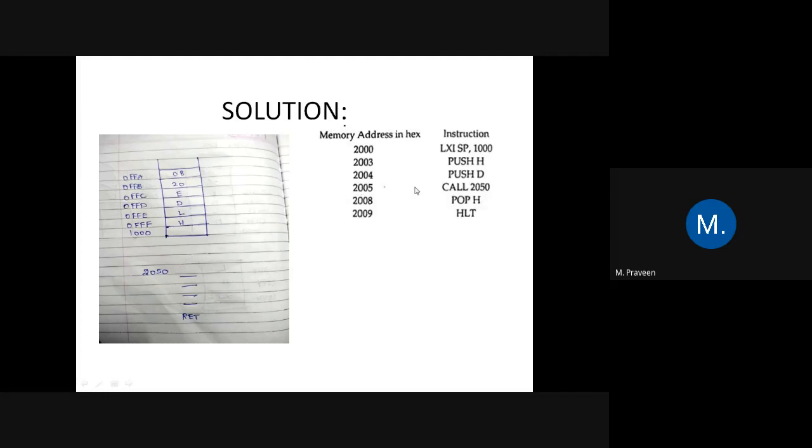Okay, so which means that the program will be skipped from the current program to some other address. Before doing this instruction, the next instruction is going to be from the address of 2050. Before skipping the program from 2005 to 2050, some process will happen inside the processor. The first thing is they will push the current program counter address.